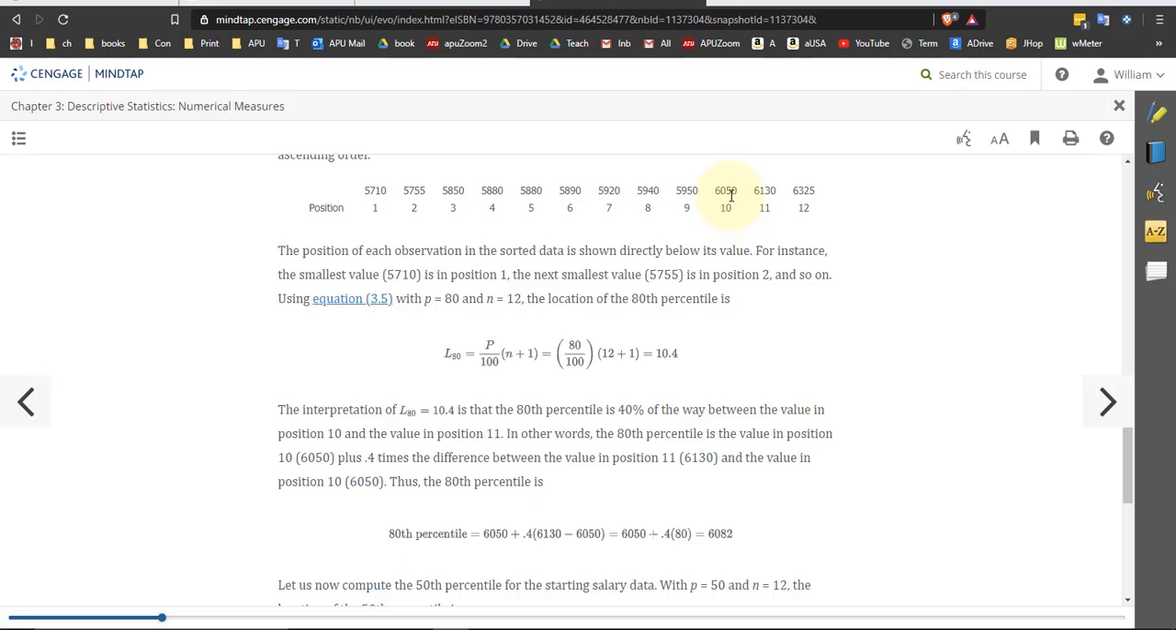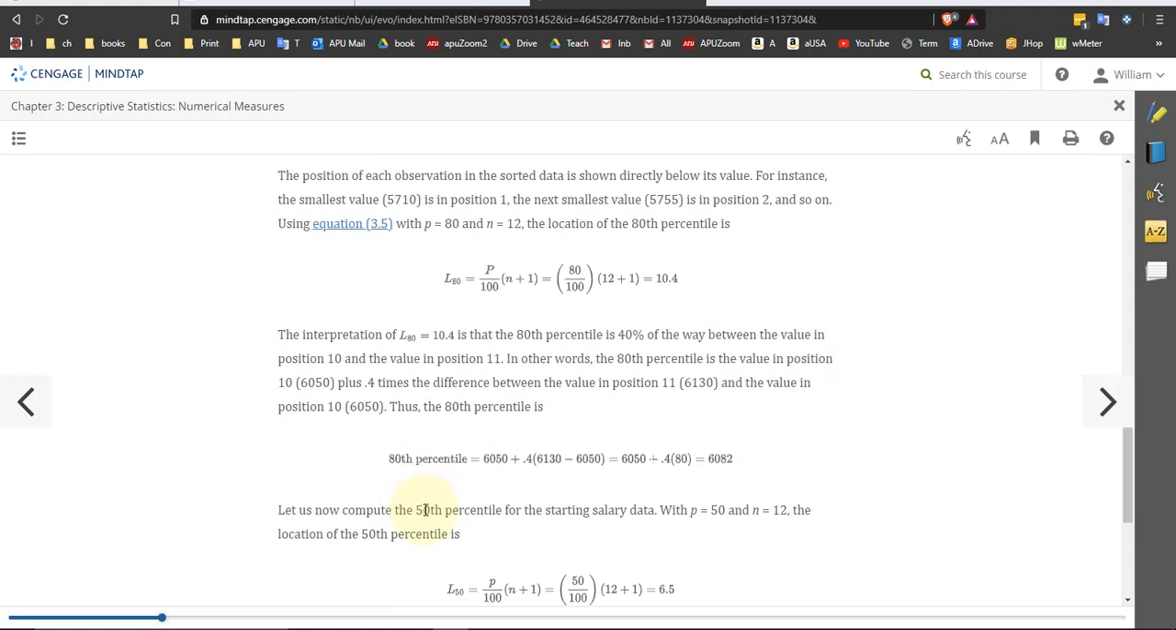But it's not exact. We don't use exactly this number. We say it's somewhere between the 10th position and the 11th position. It's 10.4, so it's like 40% of the distance between here and here. The distance between here and here is 6130 minus 6050. So we take 40% of that and we add it to here, to the 6050. That's what they did here. So they get this is the 80th percentile score.